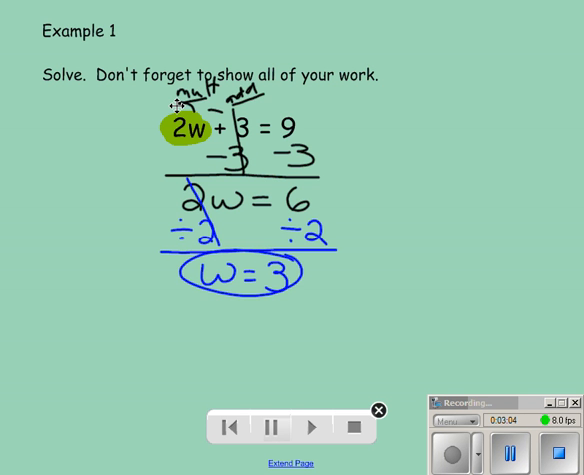W equals 3. And so there's my answer. W equals 3. It can be 1W. It does not have to be 1W.